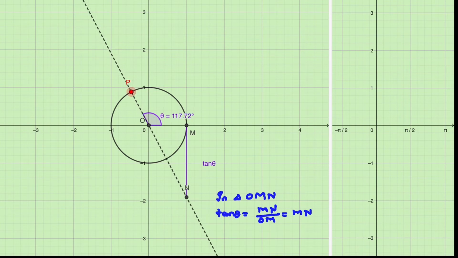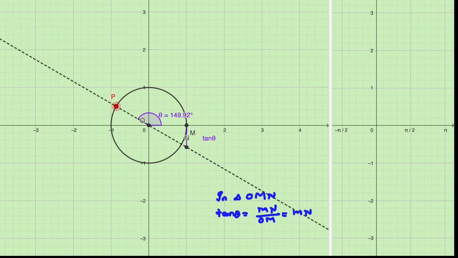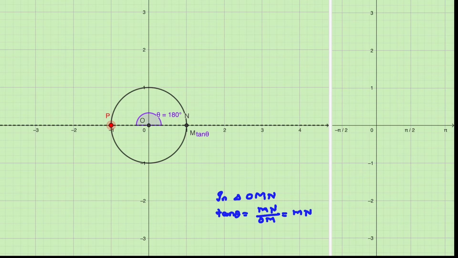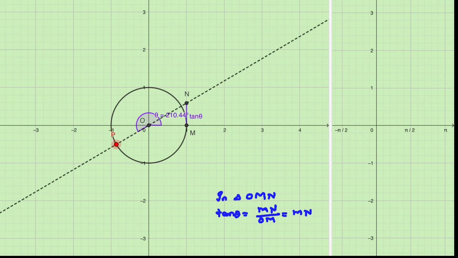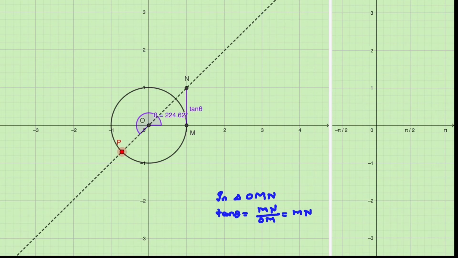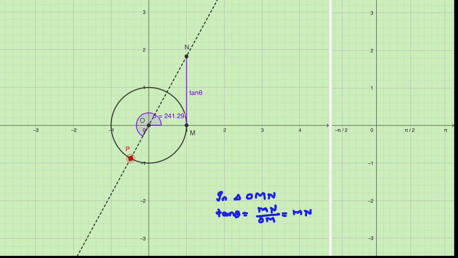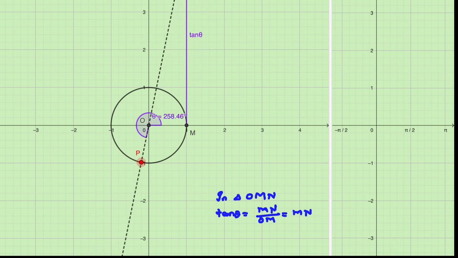As theta increases in the second quadrant, tan theta increases from minus infinity to 0. So, tan 180 degrees is 0, and in the third quadrant, as theta increases, tan theta value increases. Look at the line segment MN. So, as theta increases in the third quadrant, tan theta value increases from 0 to infinity.